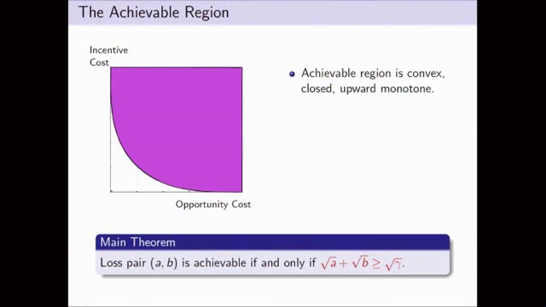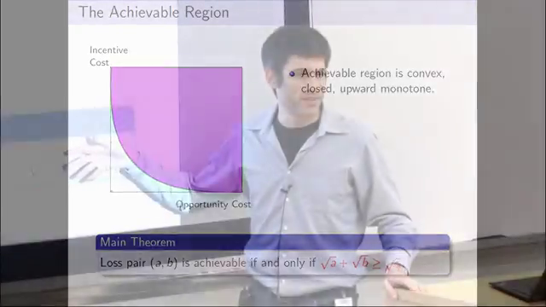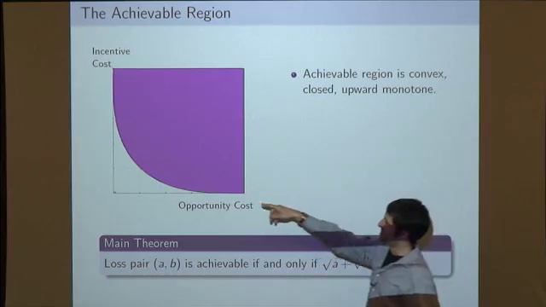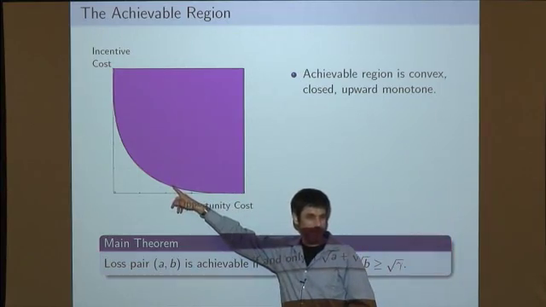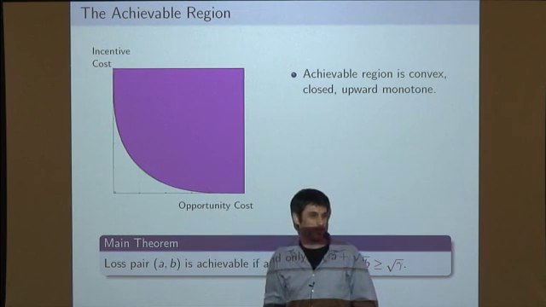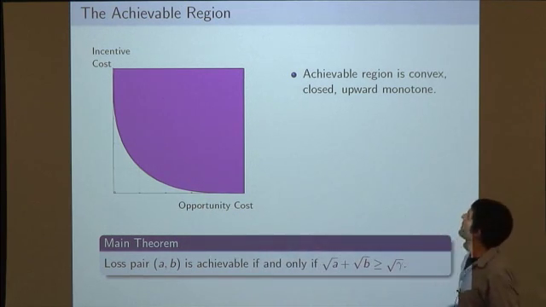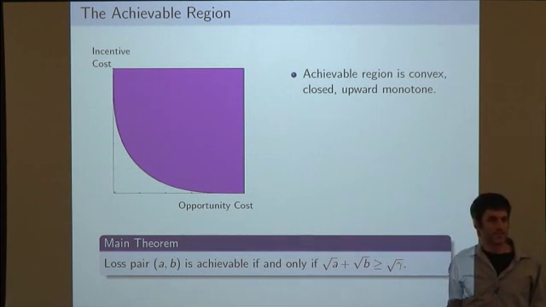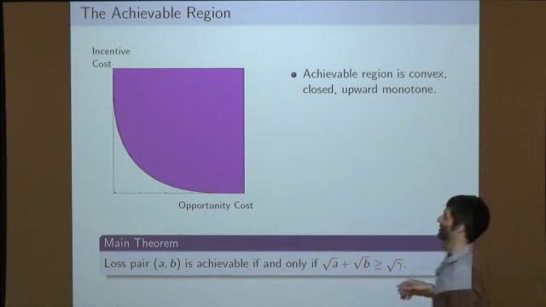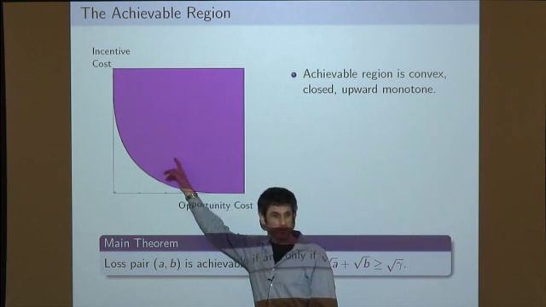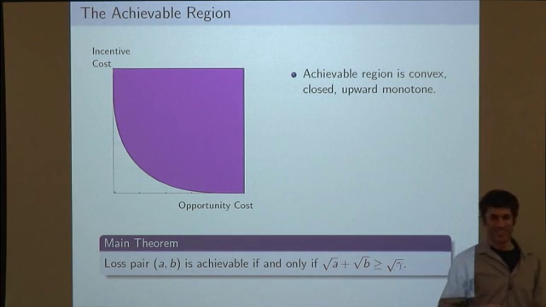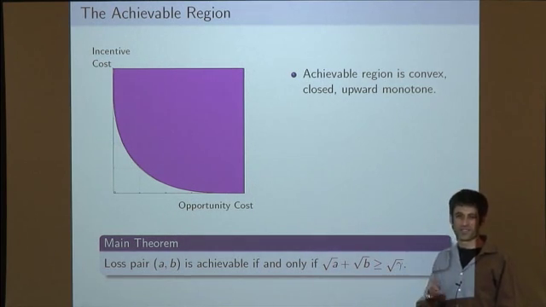OK, so the first qualitative takeaway from this main theorem is that the achievable region is convex, closed, and upward monotone, meaning that if I have any (A, B) and I increase one or the other coordinate, I remain in the achievable set. Except for being a closed set, these other two properties are actually obvious in hindsight. If I have a policy that achieves (A, B) and another one that achieves (A', B'), for example, I can achieve their midpoint by tossing a coin at time 0 and deciding whether to use policy 1 or policy 2.